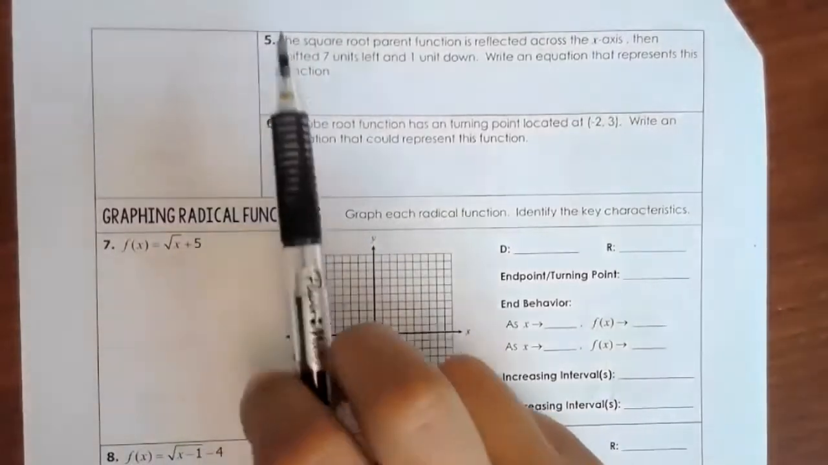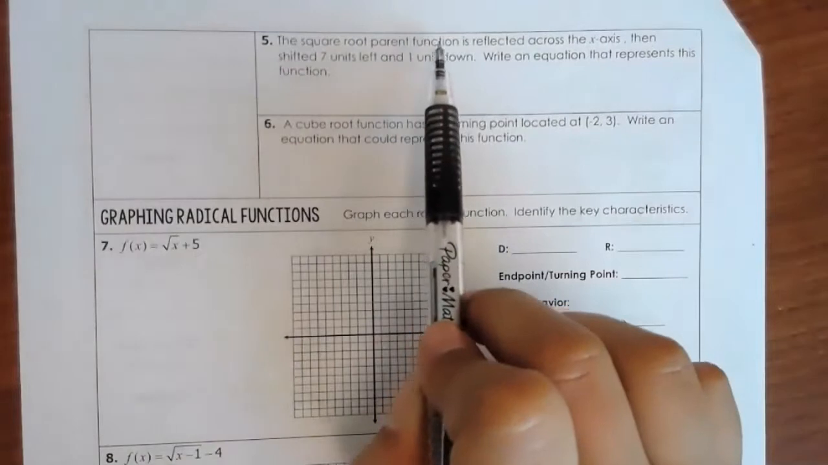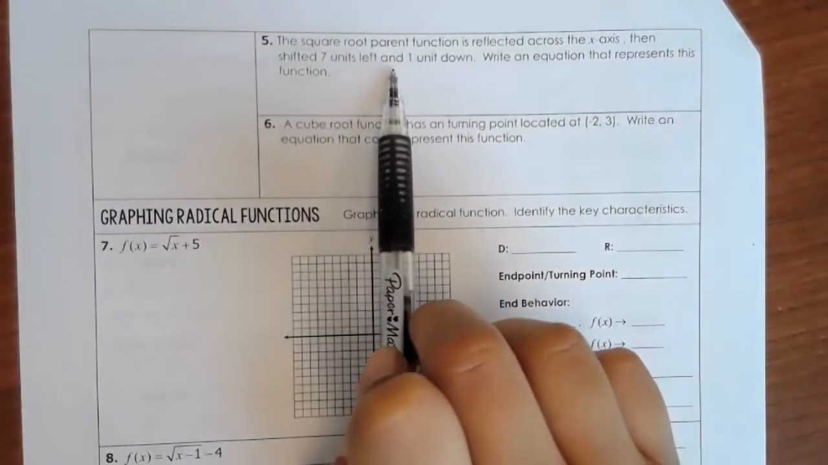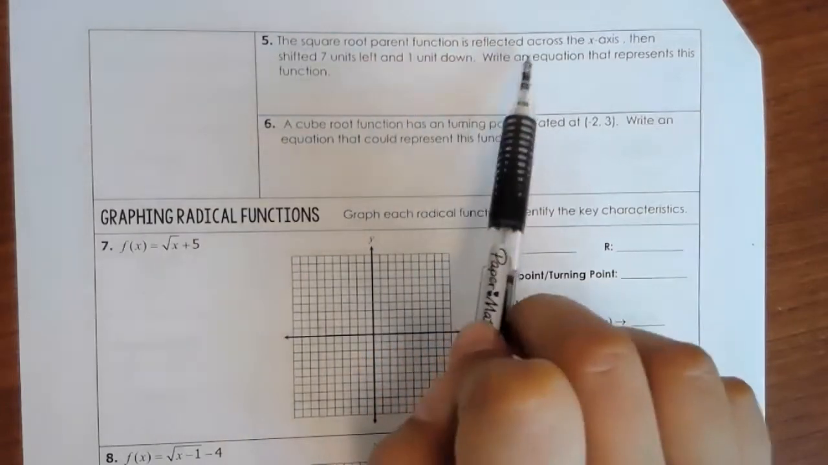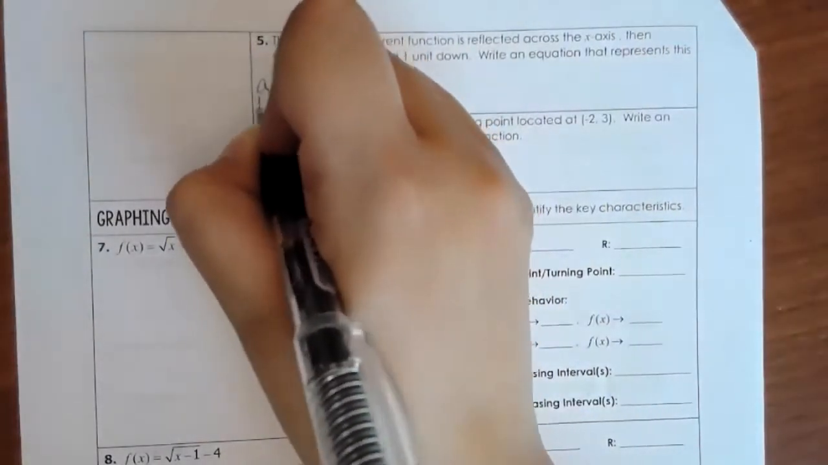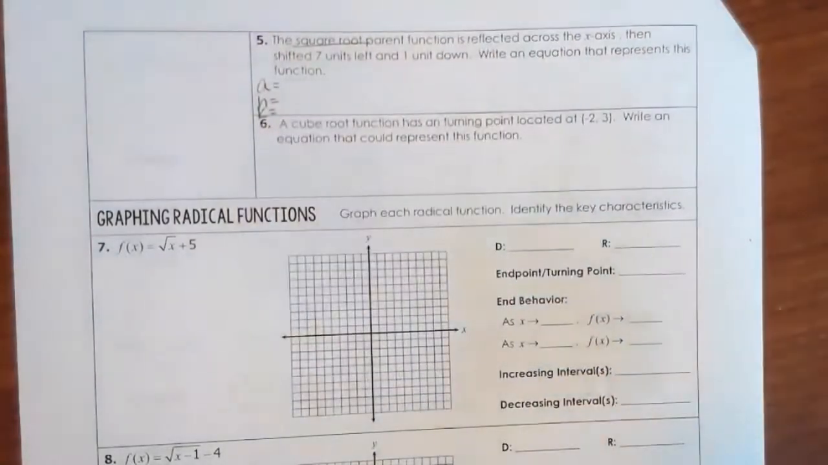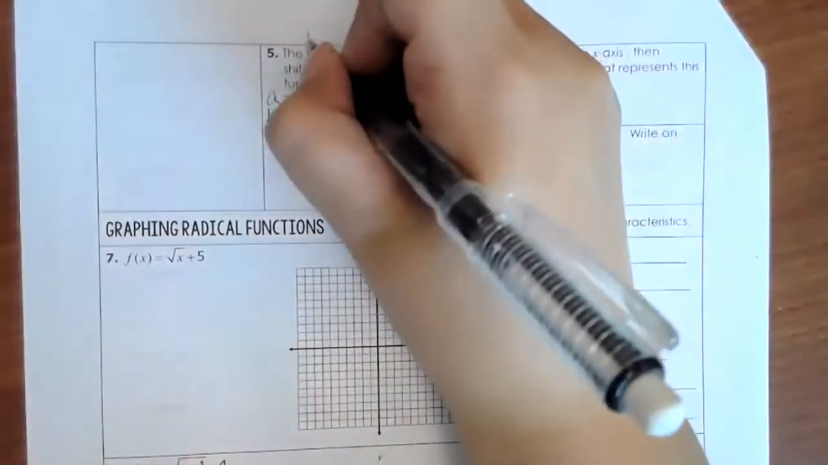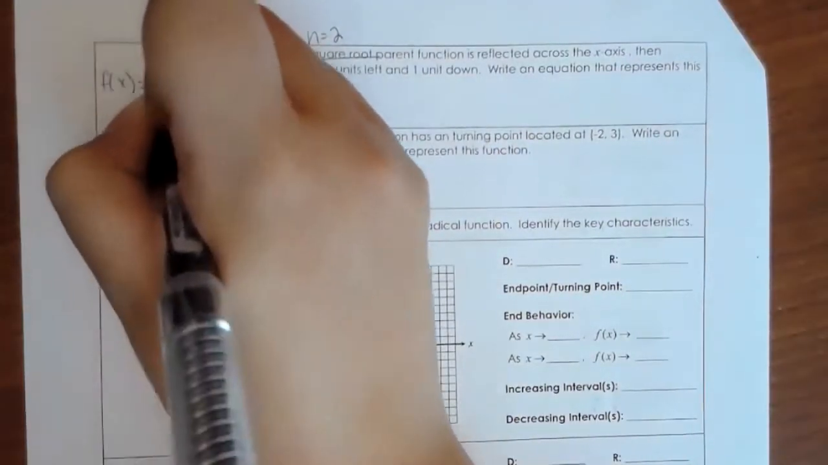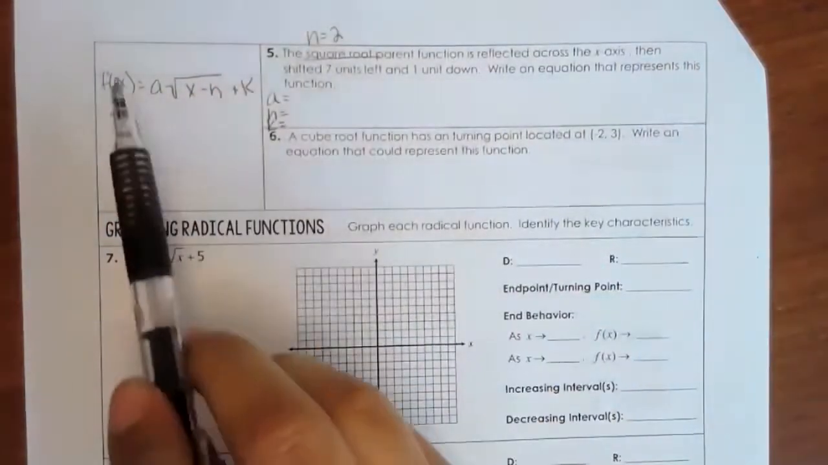All right, so these next two are giving you the transformations and it's wanting you to write the function. The square root parent function is reflected across the x-axis, then shifted 7 units left and 1 unit down. Write an equation that represents the function. So first off, it's a square root. So that means n is 2. And when you plug it in, you're going to have an index of 2.